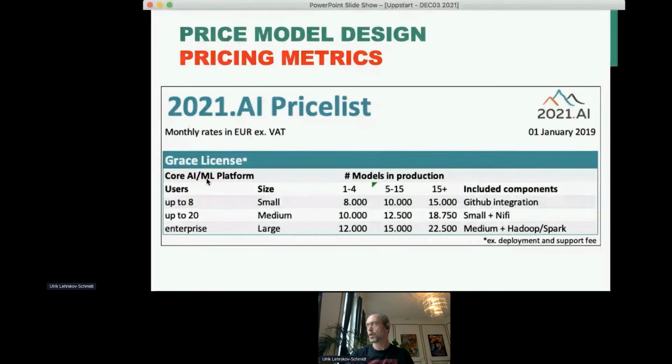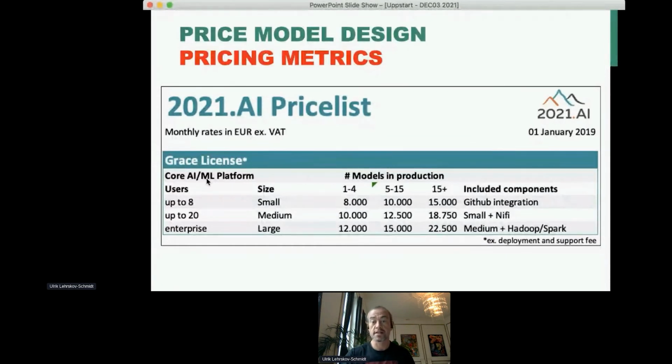So whenever we have a pricing metric, the first question we want to ask ourselves is, is this metric correlated with the value that we bring with the software? So does more models mean more value? Does more users mean more value? And in both of these instances with 2021, the Grace platform, it's yes, right? More users, more value, more models, more value, great.